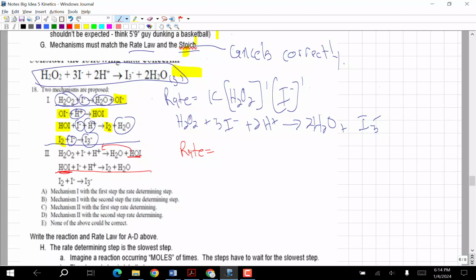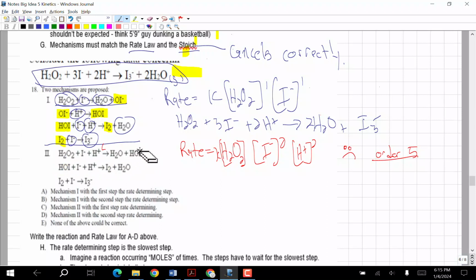So rate is going to be, oops, I forgot k. Rate equals k, H2O2, I negative squared because I have 2 right here, and H positive squared, 2 H positives. Notice how the HOIs cancel out, so those won't be there. Now this one makes me go, no, because the overall order is 5, and that's just too much, right? Oh my goodness, did I look at the wrong one? I did. On my red one, I just looked at the wrong one.